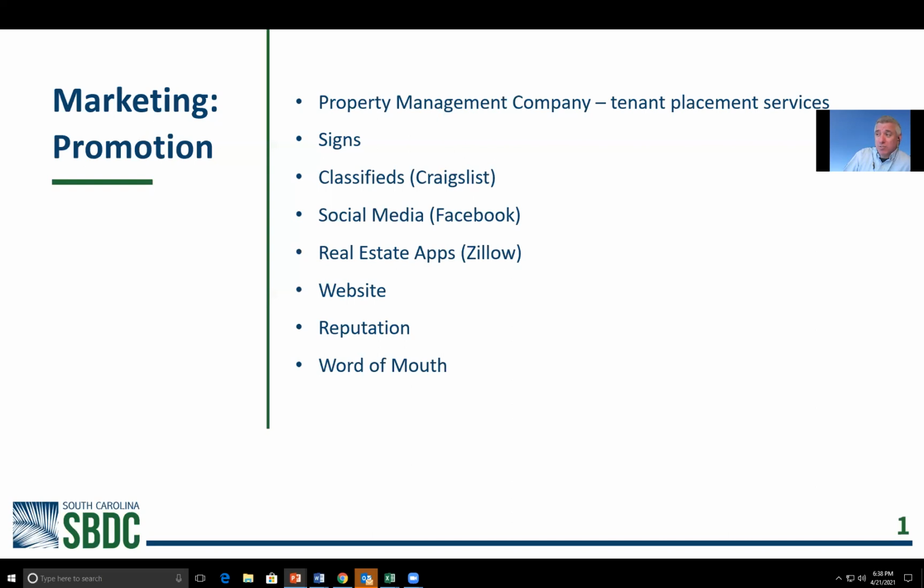But like I said, it starts with having the right property in the right condition, the right location, all that good stuff. And then screening is big. Because if you have the right property, it sells itself. But if you don't, you just might have to work a little bit harder to find a tenant.